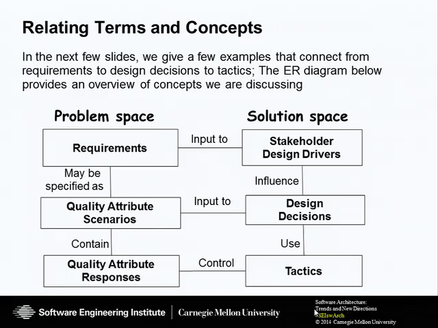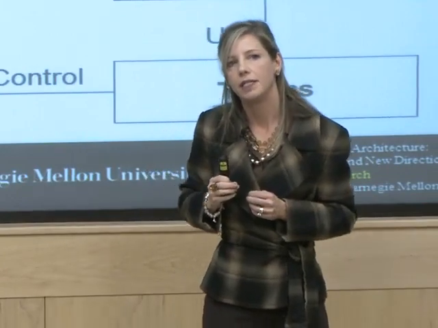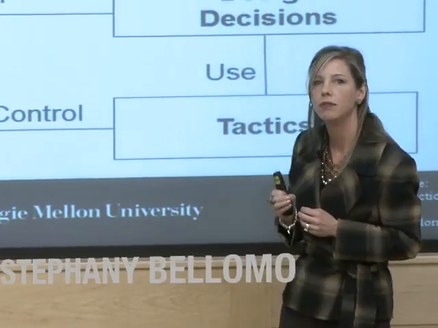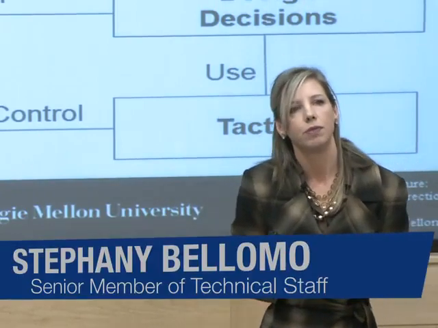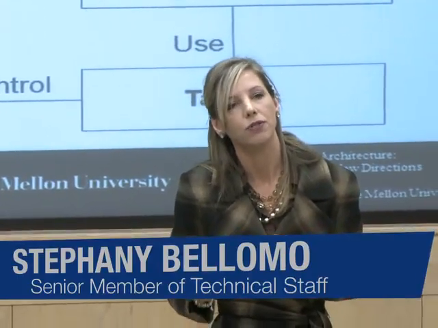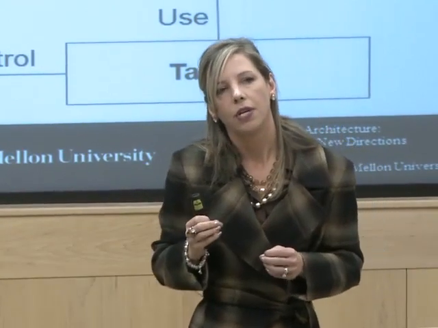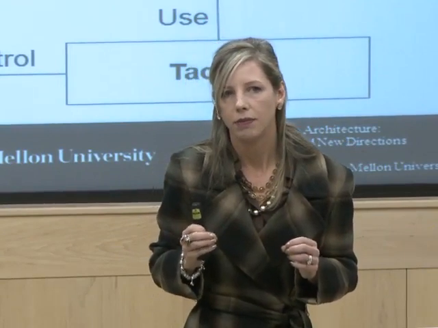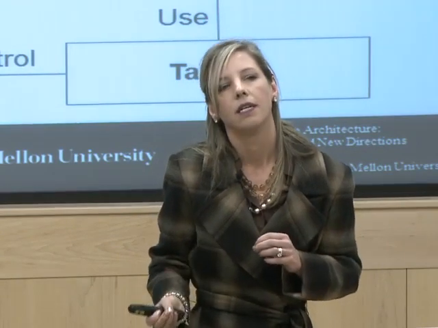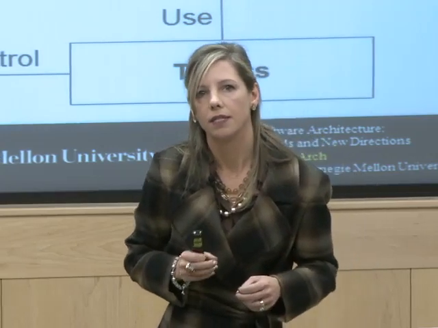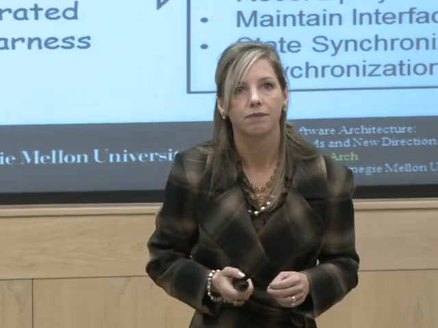We talked a little bit about how quality attribute scenarios actually contain quality attribute responses that are very specific. And now I'm going to talk a little bit about how you can use tactics to control quality attribute response measures. So you can use very granular design decisions that we refer to as tactics to actually help control and meet those cycle time constraints.